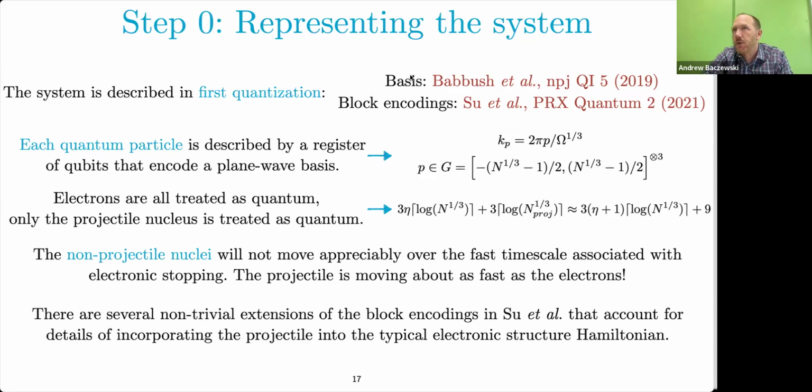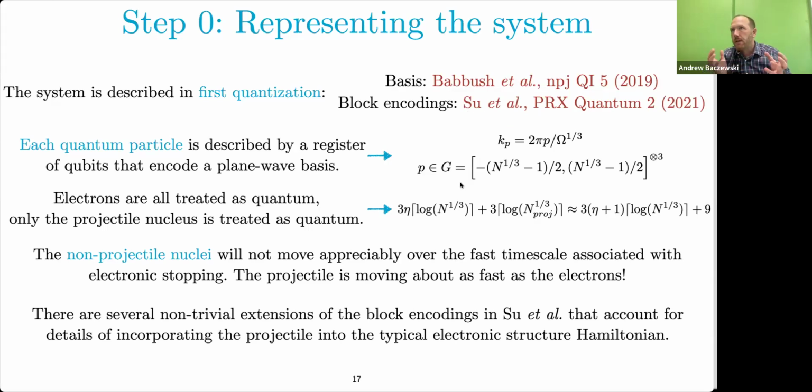This basis was first studied in a quantum setting in this 2019 npj Quantum Information paper by Ryan Babbush et al. And the block encodings attendant to implementing the Hamiltonian that I showed you several slides ago are also expressed in a 2021 PRX Quantum article by Yuan Su et al.